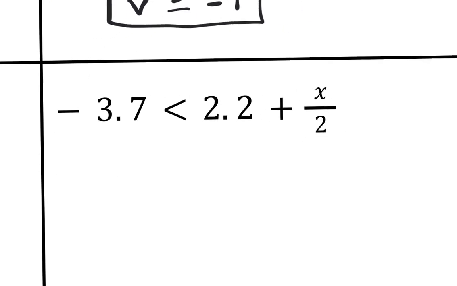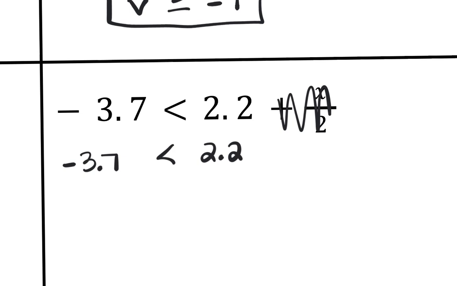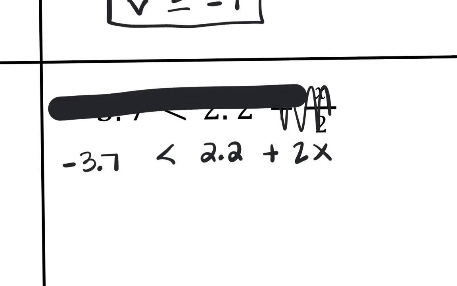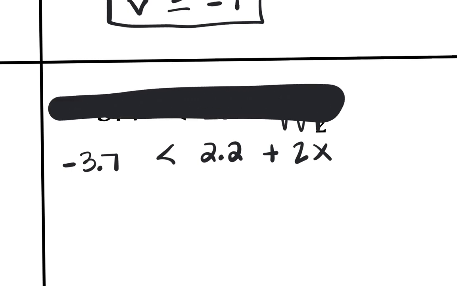Okay, last one. And then I also want to change this to -3.7 is less than 2.2 plus 2x. So we're going to cross that out. Okay, I draw a line under my symbol to keep it organized. Our goal is a +1x.